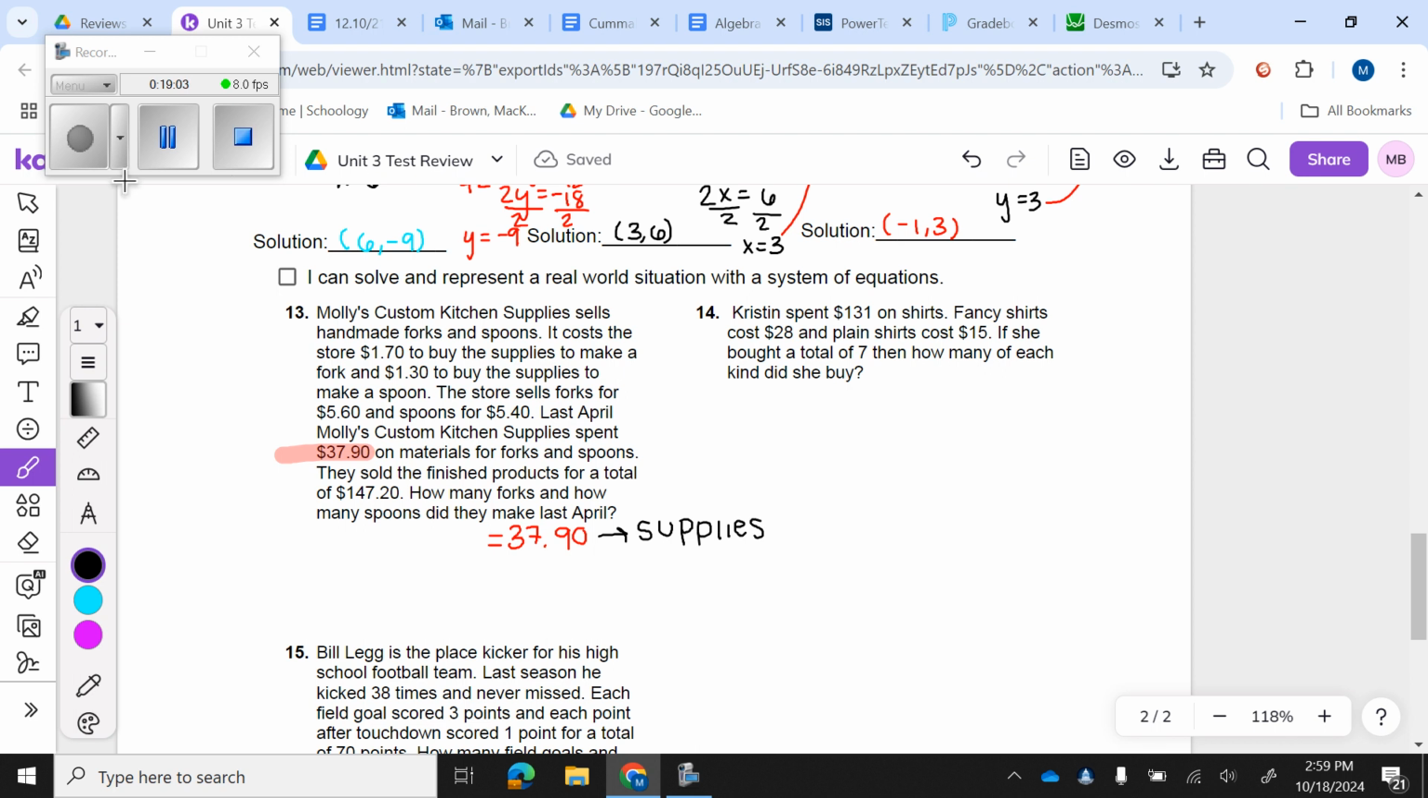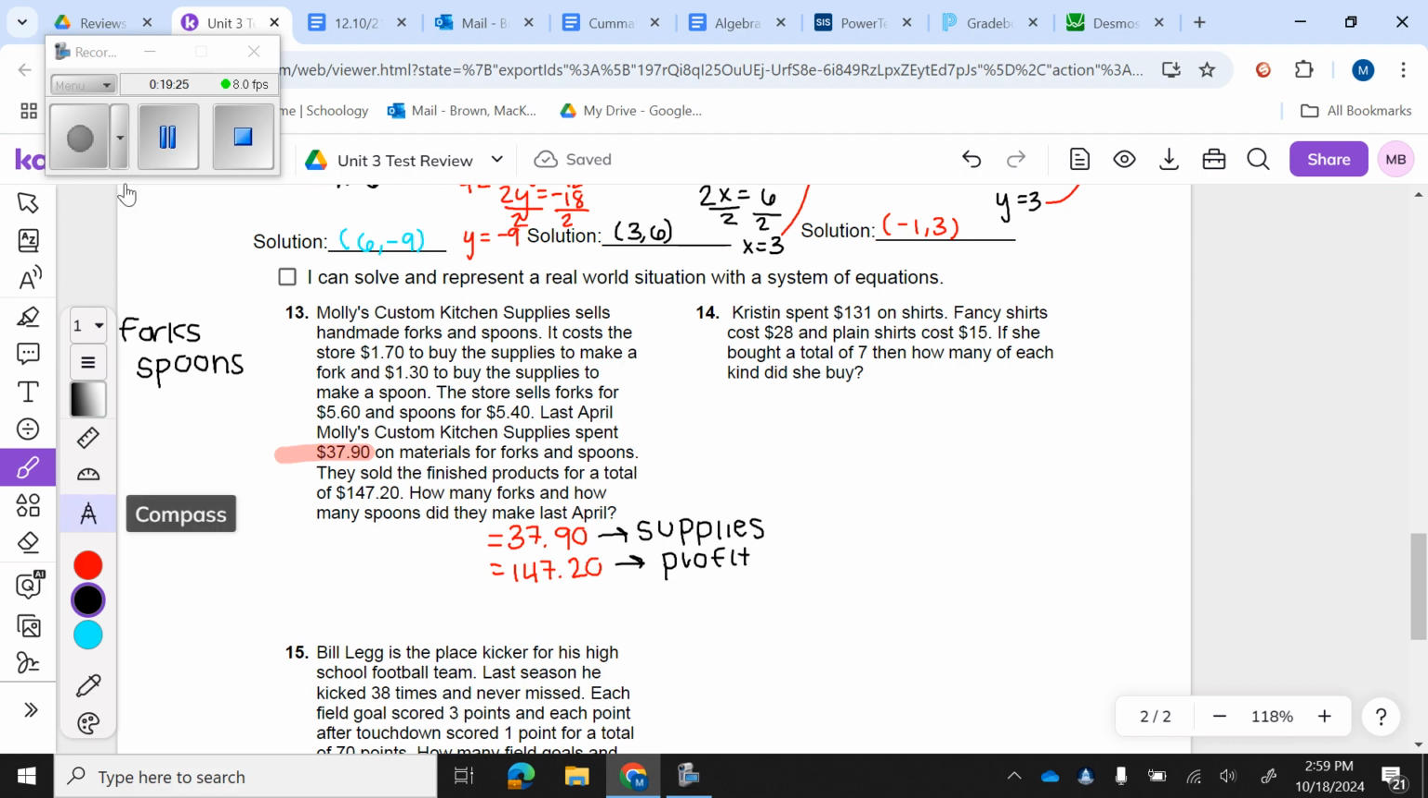And they sold the finished products for a total, there's my other total of $147.20. So that's talking about my profit. So I need another equation all about profit. Okay, well the two things we're talking about, y'all, we're talking about forks and we're talking about spoons.